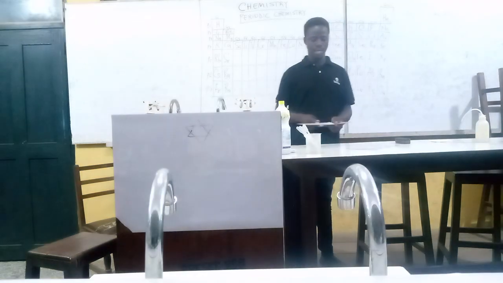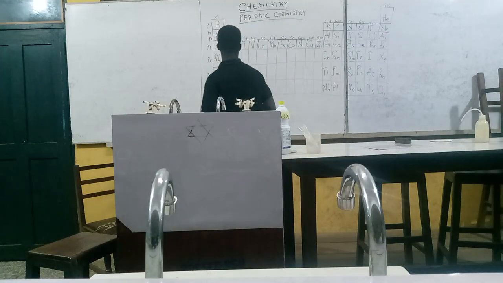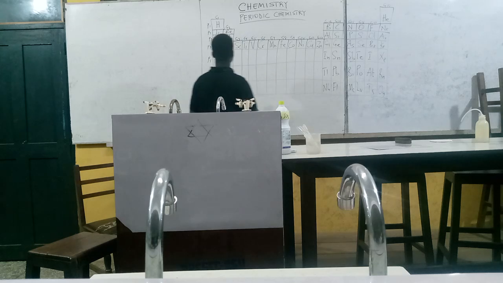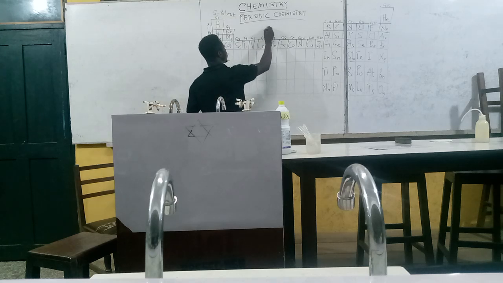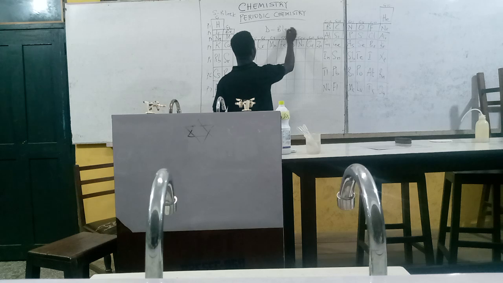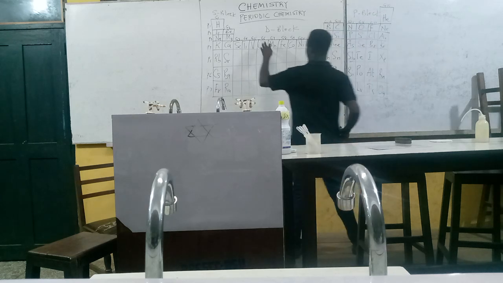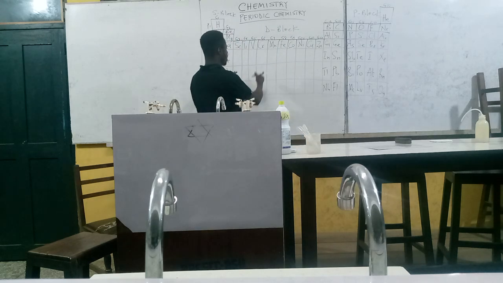Okay, so these are the main focus. These are the main group elements. We are going to discuss them in detail. So let's focus on the main group elements. In yesterday's presentation, we said this block is called the S block. This is called the P block, and this is the transition metals, or the D block.